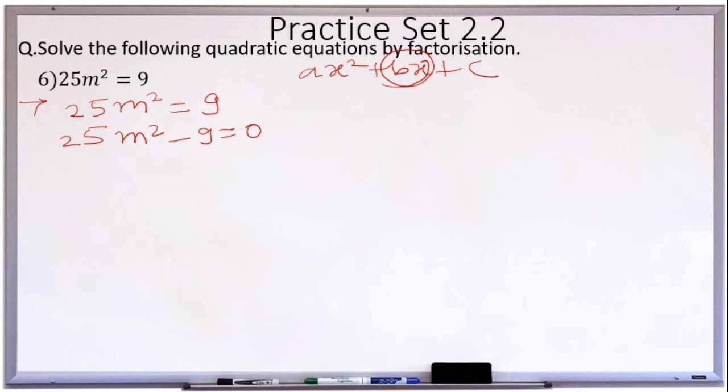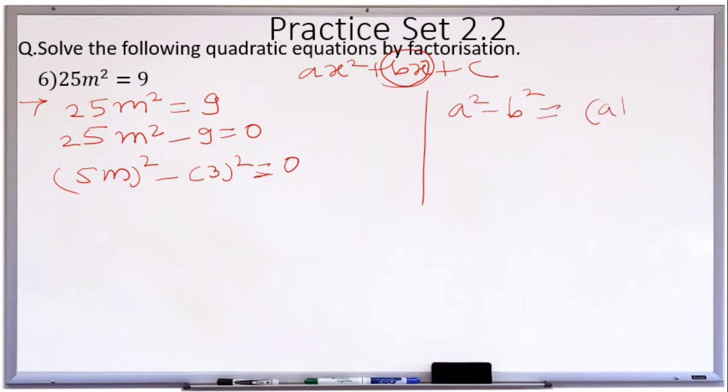Can I write (5m) whole square here and minus 3 whole square, which is equal to 0? Okay, without changing the meaning, we can write 5m square minus 3 square is equal to 0. Yes, so here you know the formula of a square minus b square. So what is that? A plus b, and in another bracket a minus b, just it.